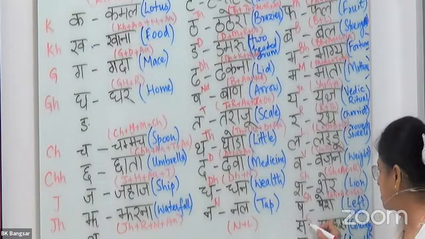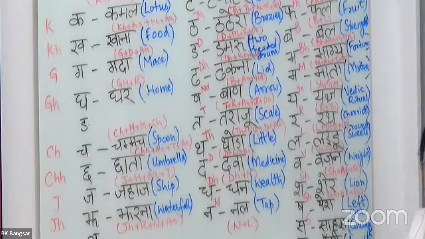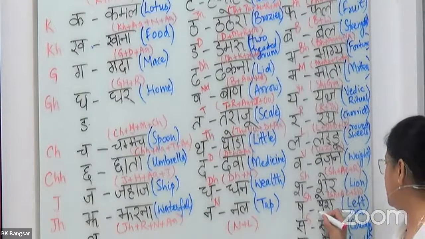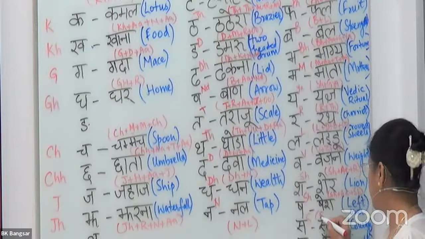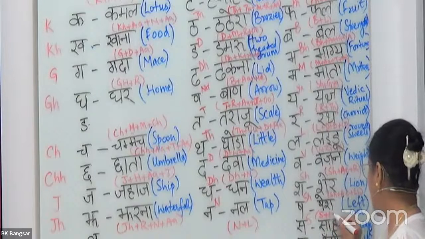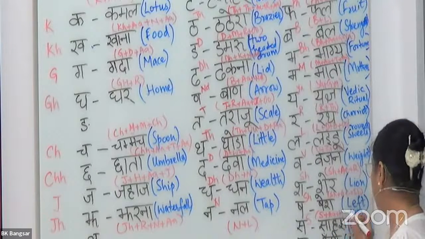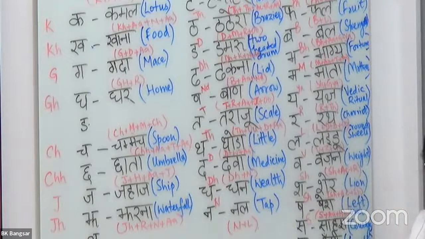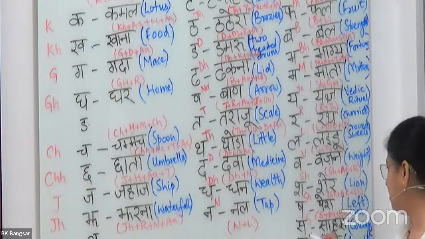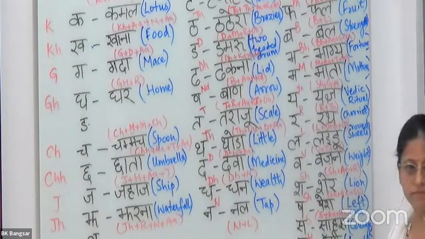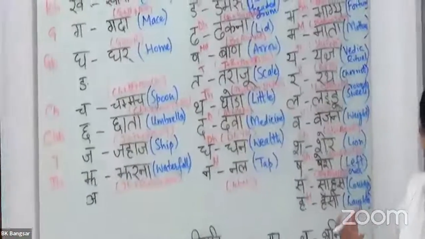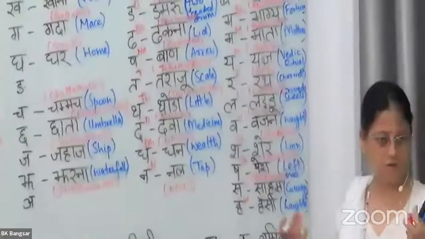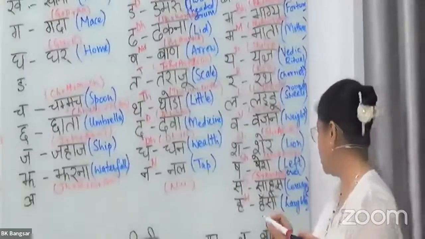Then this is sa. Sahas is courage. Sa, ha, sa. Sahas. Then is ha. Hasi, hasna, smile or laugh, right?